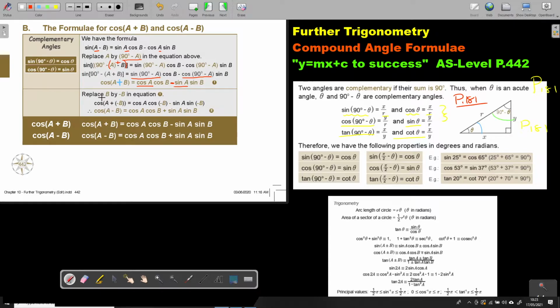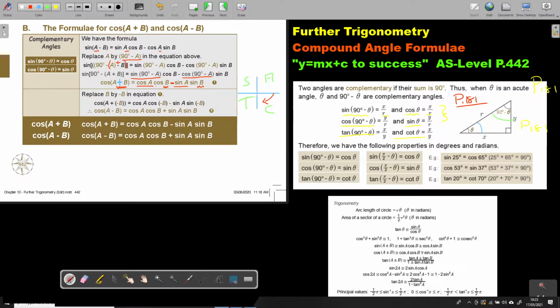Let's first do the second one. Now replace B by negative B. So every time I see B, I replace it by negative B, negative B, negative B. So it's cos(A minus B), and this is going to be cos. Now you must not forget, you are on your cos diagram. Don't forget, like in the previous. Now, cos of negative B means it's in a negative direction. Don't forget your cos.